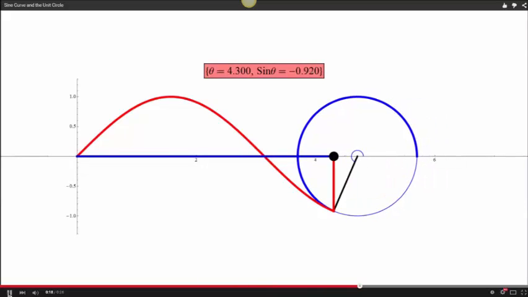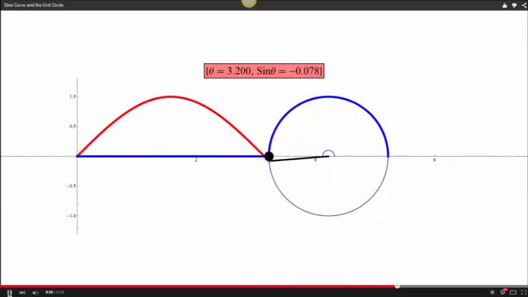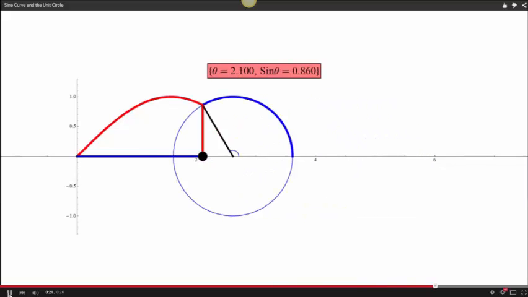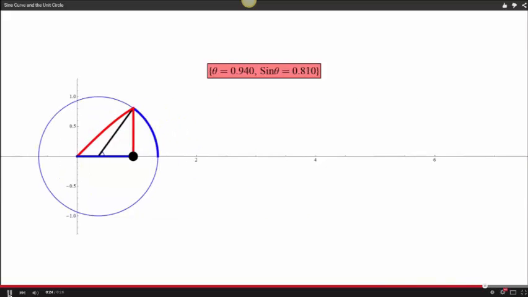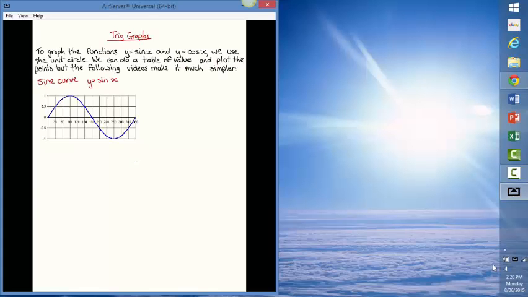So that's how we get the sine curve. The sine starts at 0, goes up to 1, back down to 0, down to -1, and then back to 0 again. So this is the basic sine curve.